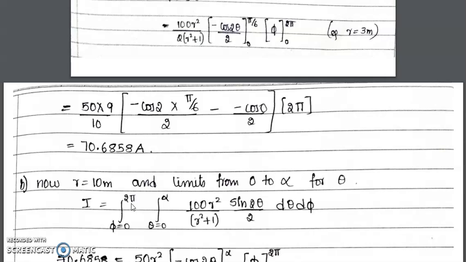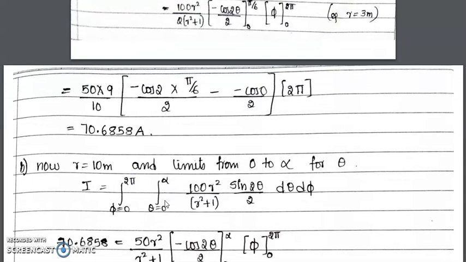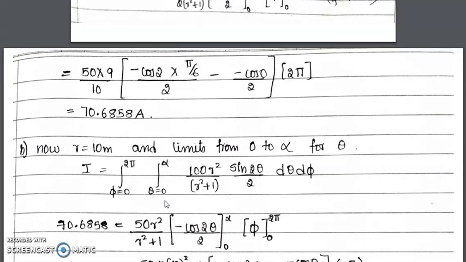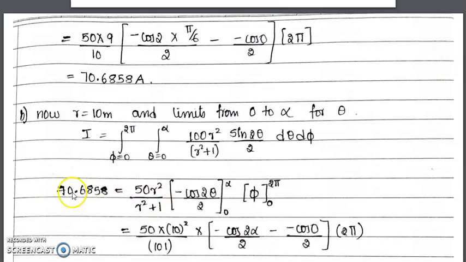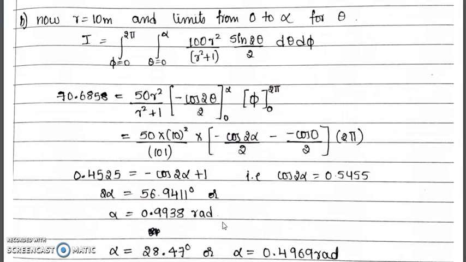Now in the second case we have to find alpha so that the value of the current remains 70.6858 amps only. So the same equation I will use, but the limit for theta will change. Previously it was from 0 to pi by 6, now the theta limit is from 0 to alpha. So we have to find alpha to maintain current 70.6858 when R is equal to 10 meter. We know the value of the current is the same, 70.6858. So if you integrate with respect to theta and phi and apply the limits, you will get the equation.